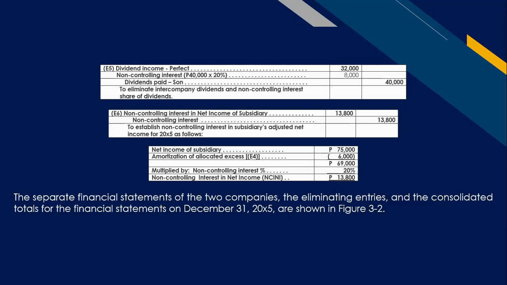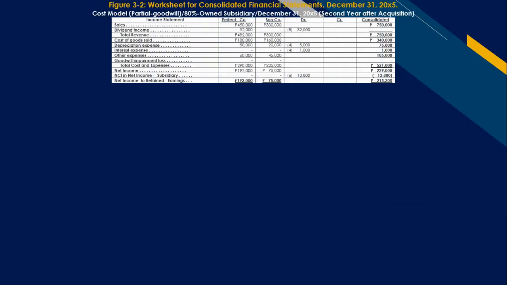The separate financial statements of the two companies, the eliminating entries and the consolidated totals for the financial statements are shown on Figure 3-2. So we have now the income statement totals, then we have dividend income, the total revenue, then cost of goods sold to be deducted together with depreciation expense, interest expense, other expenses, and goodwill impairment loss. Finally we get the net income and net income of the non-controlling interest, net income of the subsidiary.